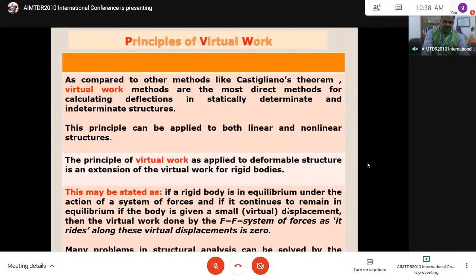That is, the sum of the force into virtual displacement is equal to zero. Sum of the force into virtual displacement. That is what we are calling the virtual work.